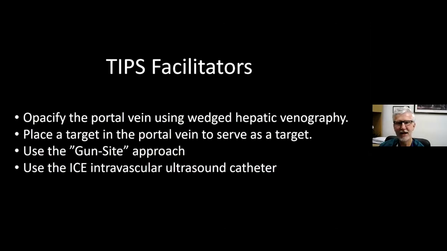So I'm going to tell you a couple examples of things that can help you get a successful TIPS when you're starting to struggle. One thing you can do is opacify the portal venous system by using wedged hepatic venography. I'm going to show you that. Another thing is you can place a target in the portal vein using ultrasound guidance, whether that's a wire or a little snare in the portal vein to show you where exactly the portal vein is so you can aim your needle at it.